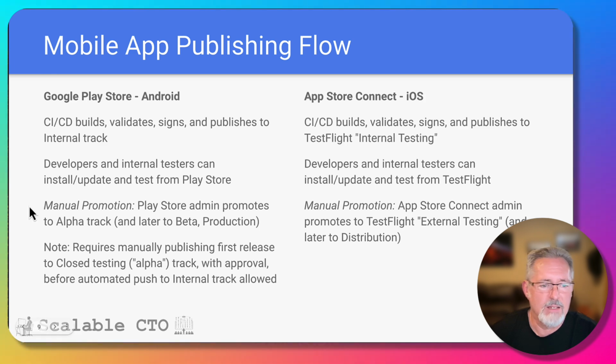But after that, anything further than that is going to require manual promotion. So you're going to have to go to the Play Store or App Store Connect. And if you want to go to external testing or any other phase of release, then a person who has access to App Store Connect is going to have to do that. I think that's fine to have be manual. That's something you want to have a little bit of control and process around.